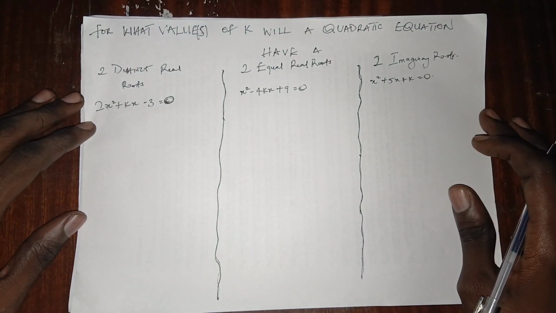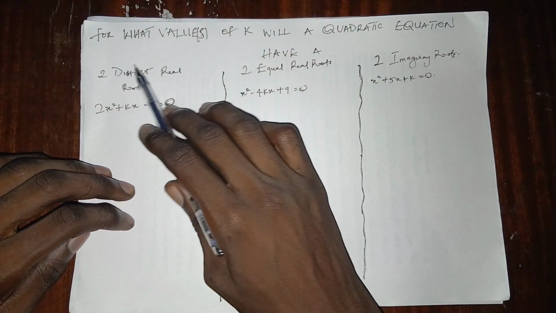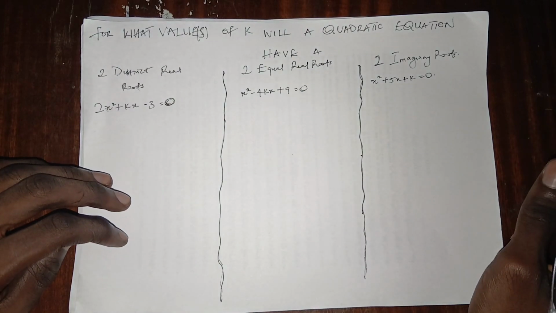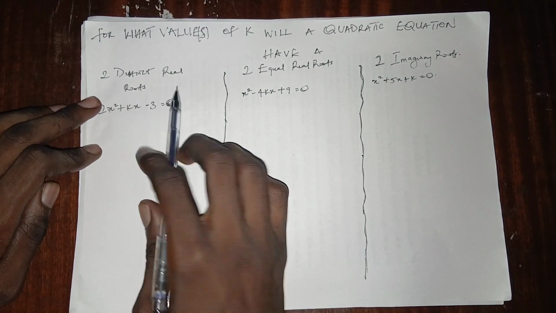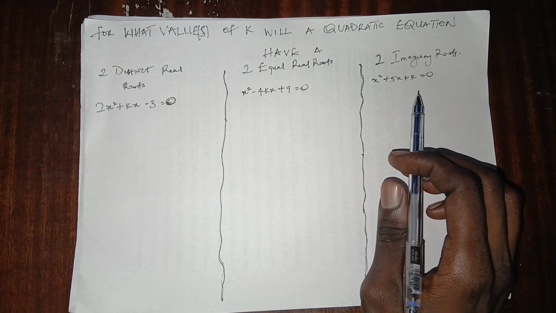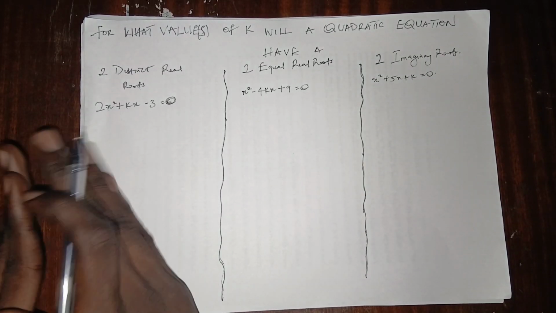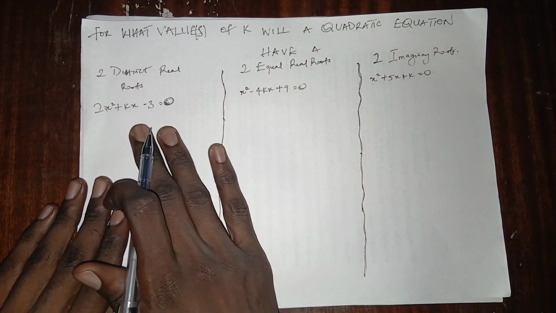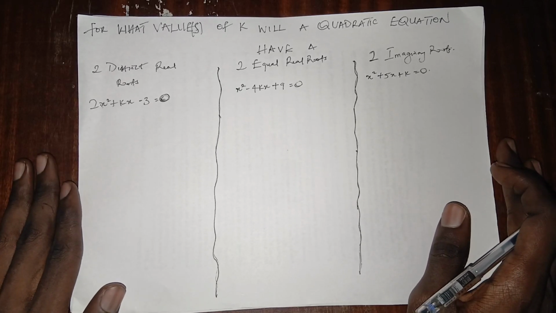In my previous video we discussed a question on for what values of k a quadratic equation has two distinct roots, two equal roots, or two imaginary roots. In our previous video we did the same example for each scenario. For this video we're going to be doing different examples so you'll have more knowledge on how to tackle any questions that come our way.